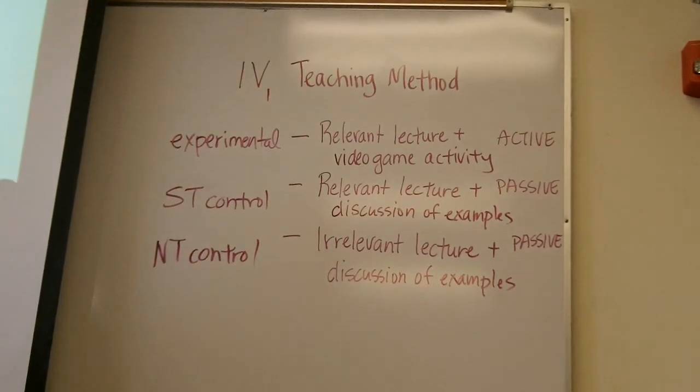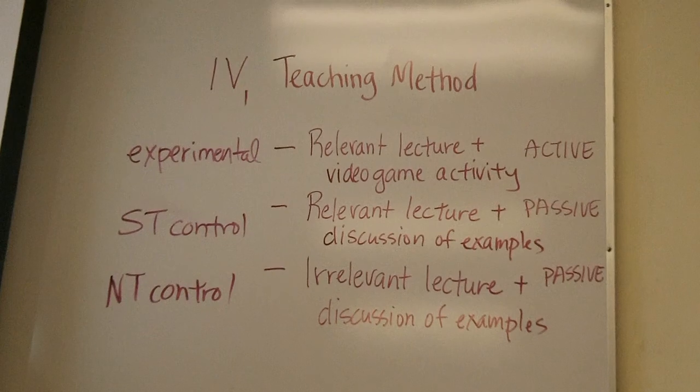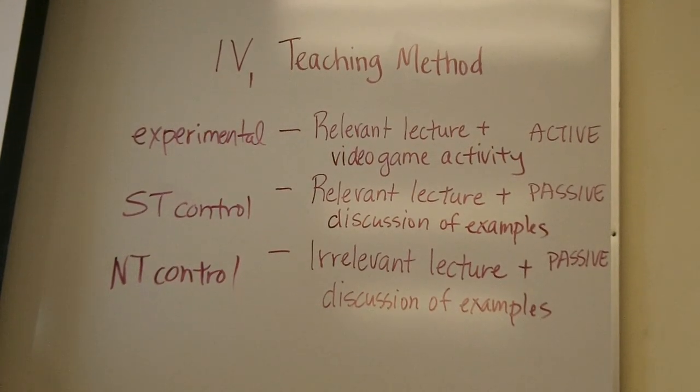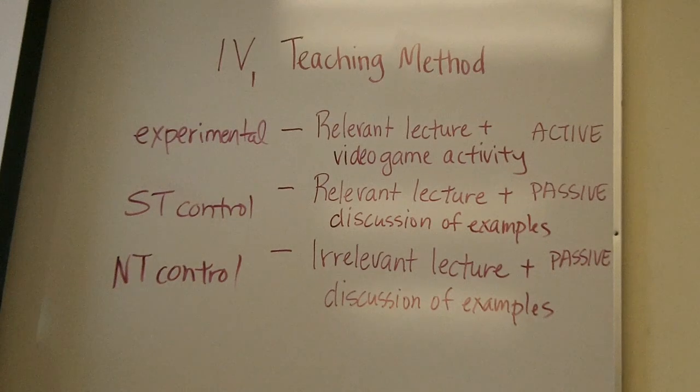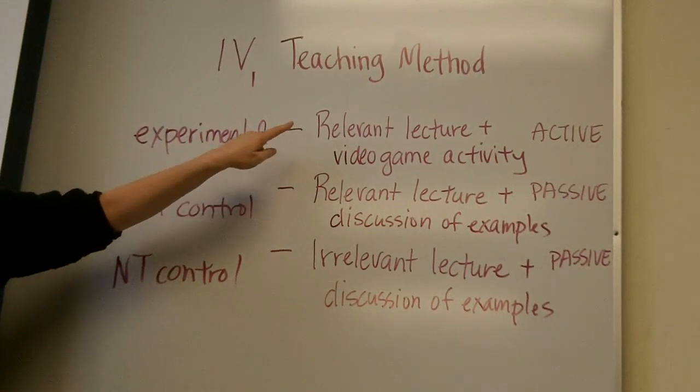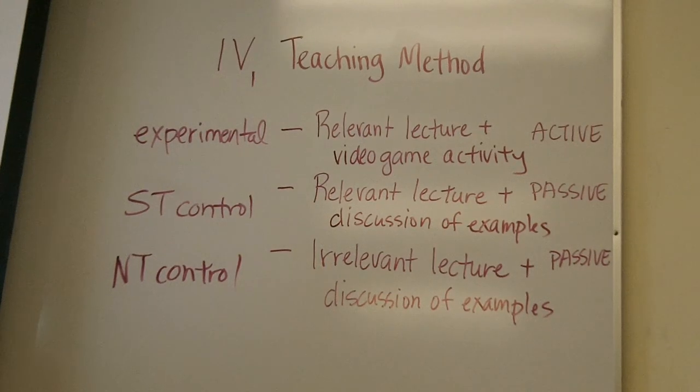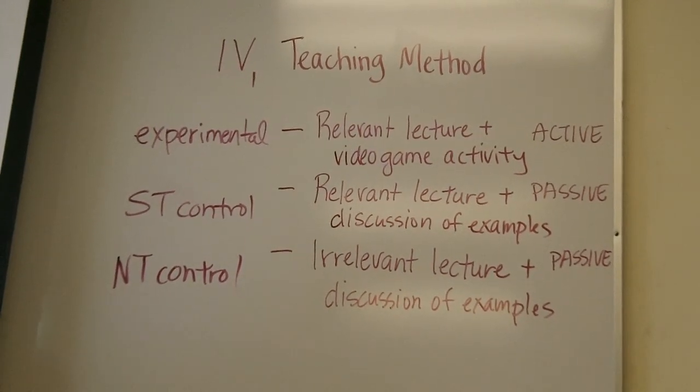Then in this no treatment control down here, they literally got no information relevant to the test that they were going to take at all. But it's still structurally similar. It's a lecture and discussion of examples, but what's changed now is the relevance of the content. So just one other dimension. So this variable is actually pretty smartly put together because each group is differing only in one way from the others. And that way, if I see a difference between the experimental group and the standard treatment control, I know what to attribute it to. Because they had the same lecture, so if I see differences between those two groups, I'm going to attribute it to the difference in those two levels, which was the kind of application activity. That's very clean. That's very neat.